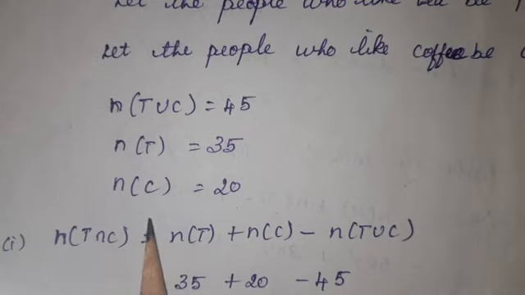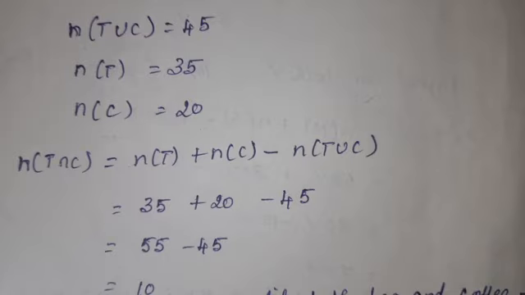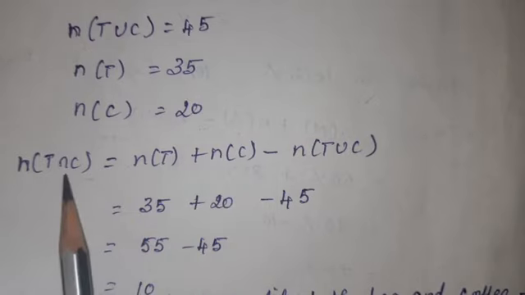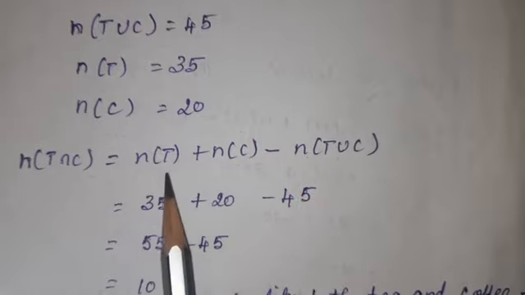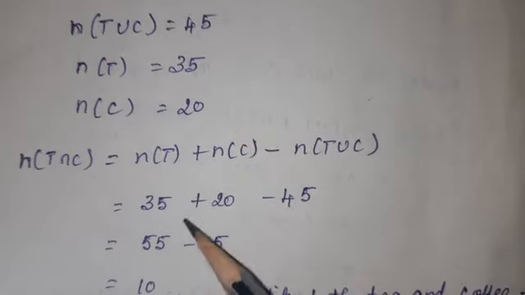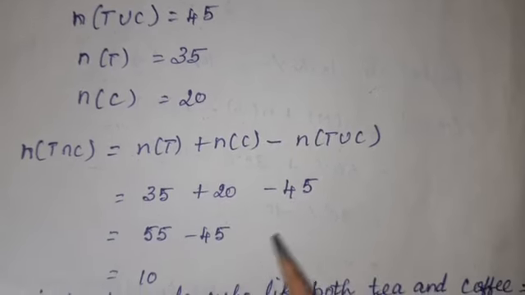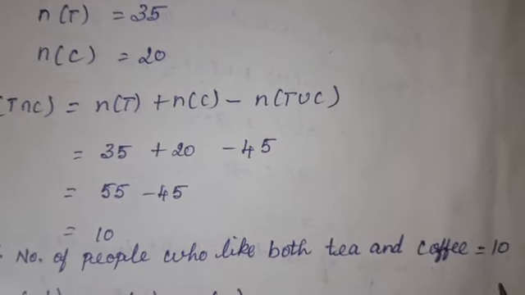First question I am finding is those who like both tea and coffee. Both means intersection. n of T intersection C is equal to, the formula I am using is n of T plus n of C minus n of T union C. Now n of T is 35 plus n of C is 20 minus union, it is 45. 35 plus 20 is 55, minus 45 is equal to 10. Therefore, the number of people who like both tea and coffee is 10.